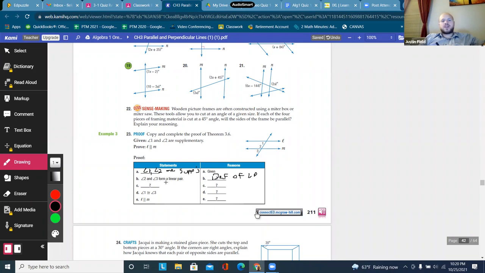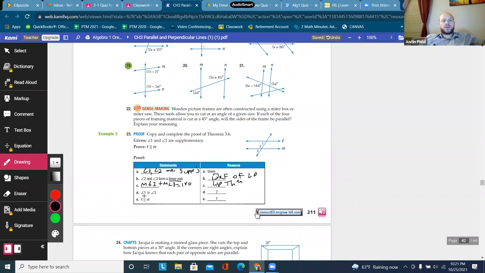But now, when you're proving things, you look at what is the keyword in the statement, and then that tells you what the next reason is going to be. So the keyword in B here is linear pair. And what is true about a linear pair? That they are supplementary. So now we're going to write the measure of angle 2 plus the measure of angle 3 equals 180. The linear pair theorem.